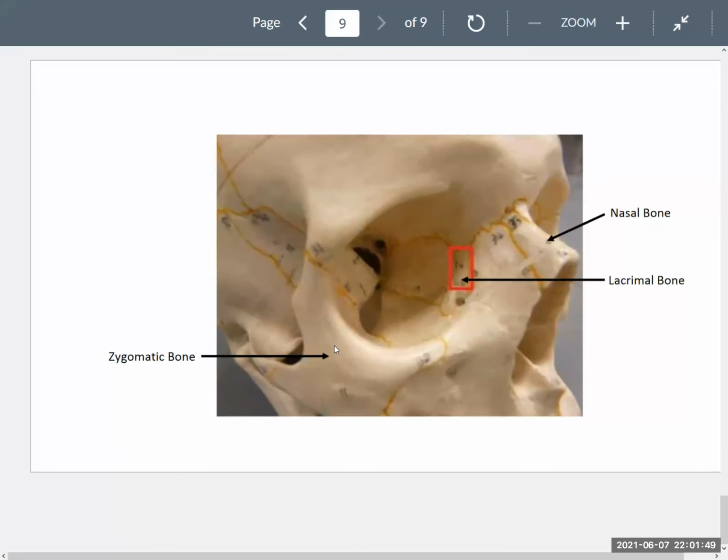Here's our zygomatic bone. It comes up this high. And then we have our frontal bone. This one doesn't have a superior orbital foramen either. It only has a notch.